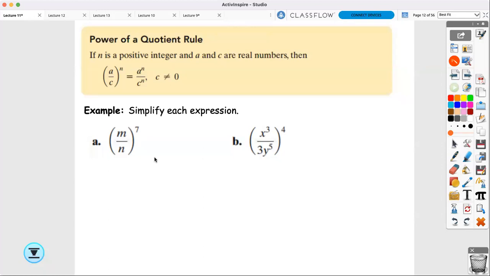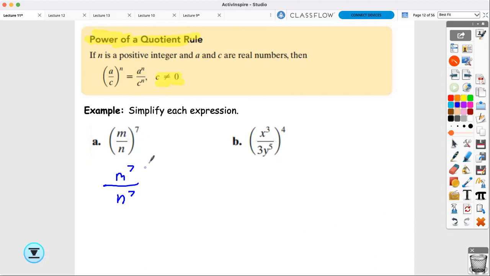All right, guys, let's take a look at this one. So this extension of the quotient rule, which is the one we haven't gone over yet, but you'll see momentarily, doesn't really need it for this one. So if n is a positive integer and a and c are real numbers, then a over c to the n power is the same thing as a to the n over c to the n, where c cannot be 0. So essentially what this extension is saying is, if we have a fraction with an exponent on the outside, the exponent gets transferred to everything at the top and everything at the bottom.